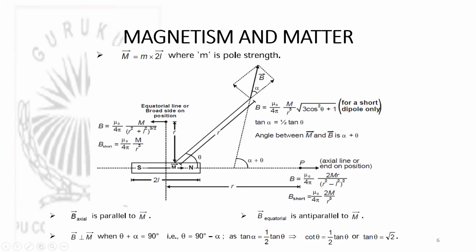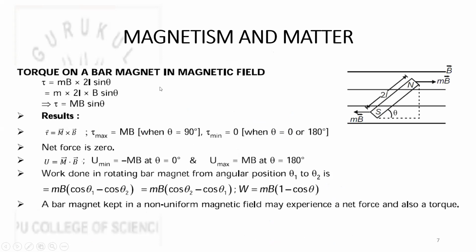Regarding this, we have already discussed it in electrostatics. A similar explanation follows here also. Then, torque on a bar magnet in a magnetic field. When a bar magnet is placed in a magnetic field, it experiences torque, similar to the electric dipole experiencing torque in a uniform electric field.